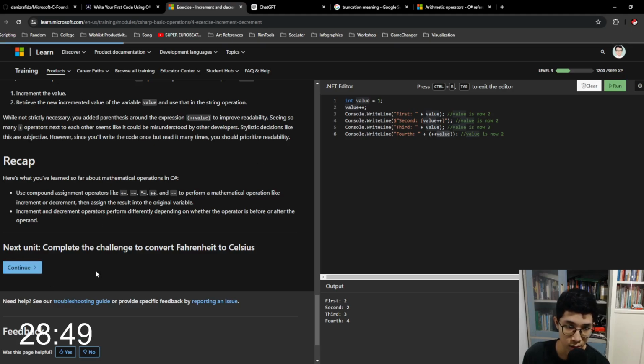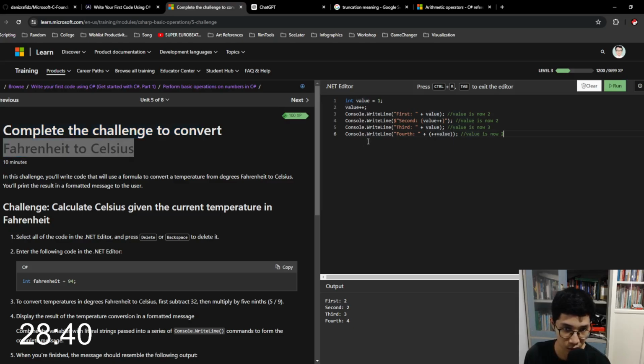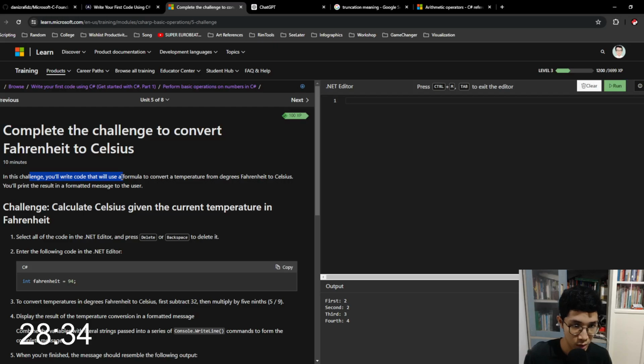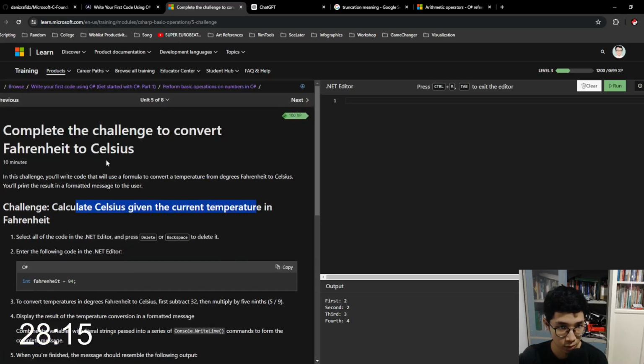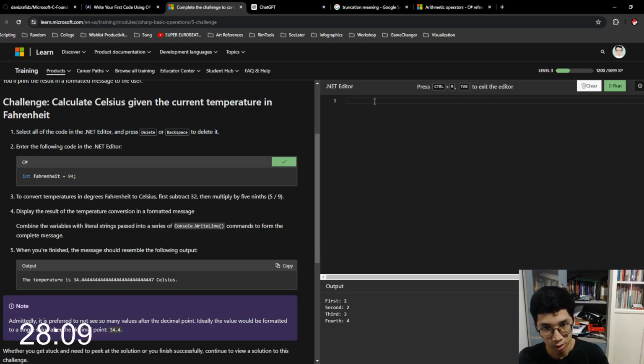Okay, let's continue to the challenge. Everyone loves a challenge. So I have to convert Fahrenheit to Celsius. I have to remove all this. In this challenge, you will write code that uses a formula to convert a temperature from degrees Fahrenheit to Celsius. You will print the result in a formatted message to the user. So my challenge is to calculate Celsius given the current temperature in Fahrenheit. Okay, delete all. Enter the following code in the editor. Copy it or just type it manually.